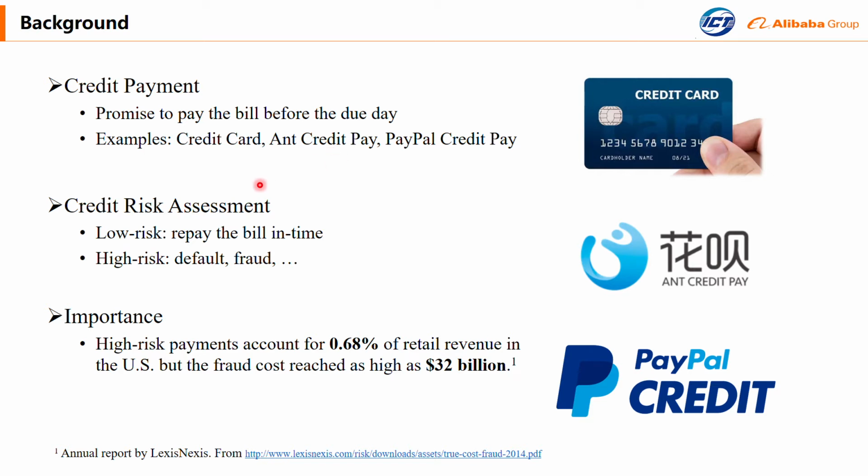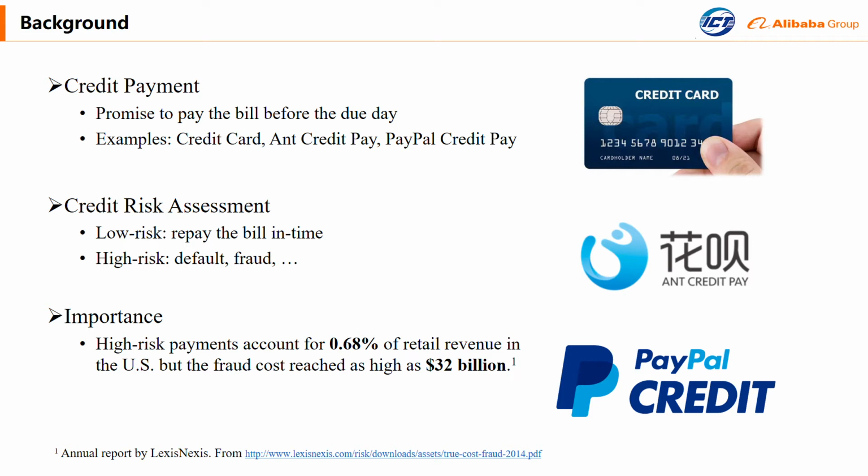Credit risk assessment is to predict the probability that the user will repay the bill in time, and classify users into two groups, low risk and high risk. Most users belong to the low risk group and they repay the bill in time. Others will be default or fraud users, which is our goal to identify them. Although the number of high-risk users is small, their costs could be huge.